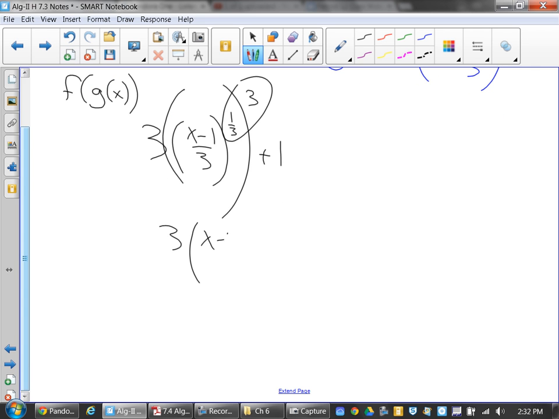3 times x minus 1 over 3, plus 1. What's 3 divided by 3? 1. Those go away. Whoa! The -1 and the +1. This is too good to be true. It works the same. There's a minus sign, and you're multiplying because it's over 1. Fraction times fraction. It equals x, by the way. It works.